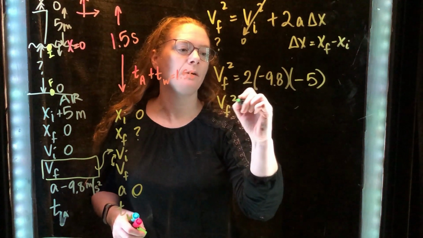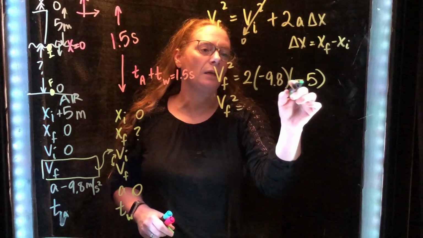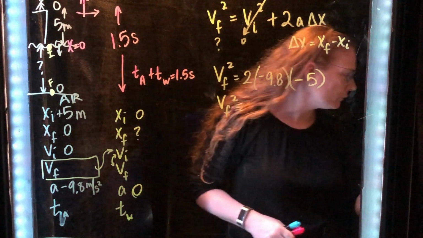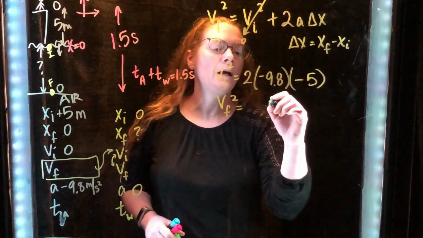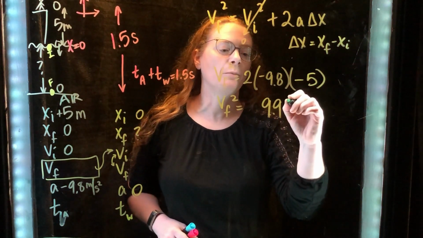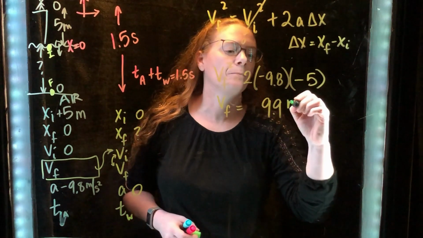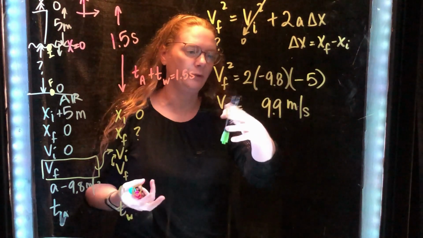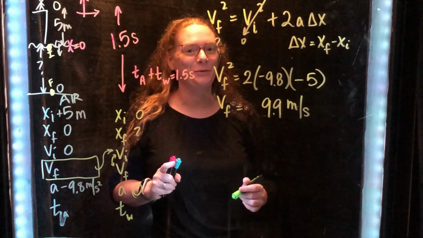So v final squared is, let's see, it's going to be about 2 times 5 is 10, about 100. If we do the math, what do we get for v final? We get 9.9 meters per second. Oh, well, that's not the squared piece. V final is 9.9 meters per second. So yeah, v final squared was about 100. V final should be about 10. But we took a square root.